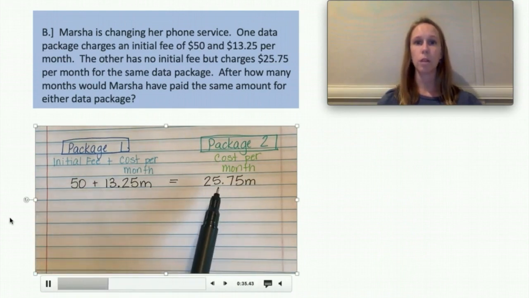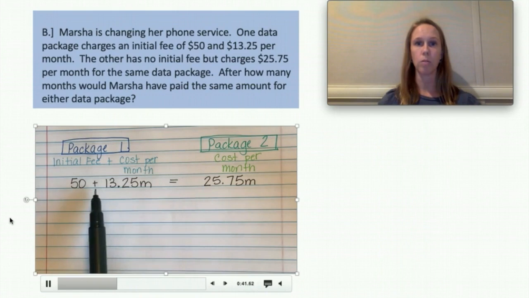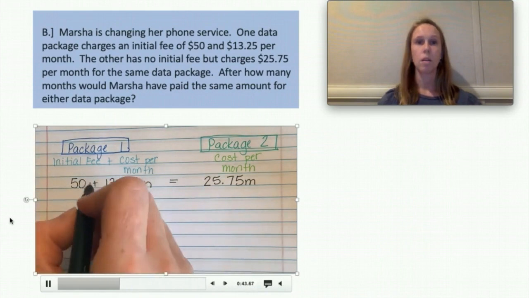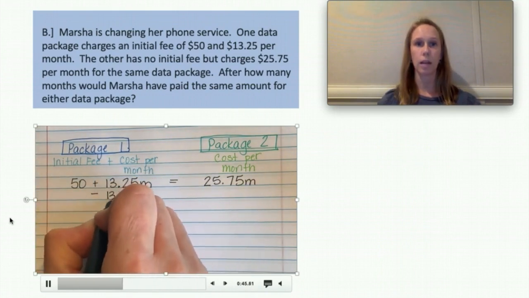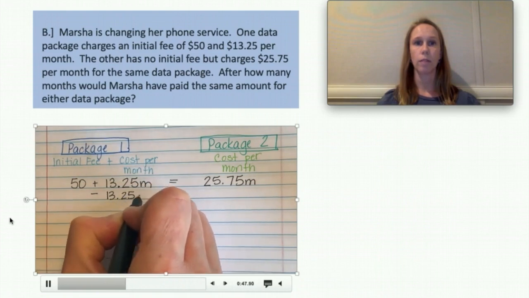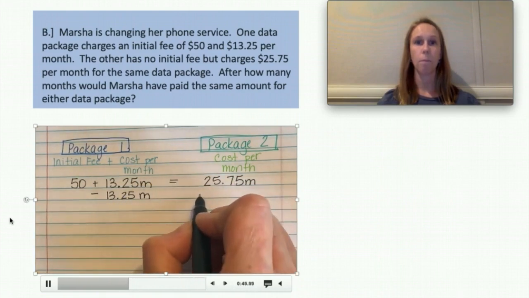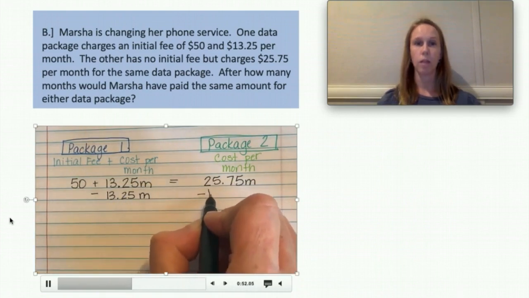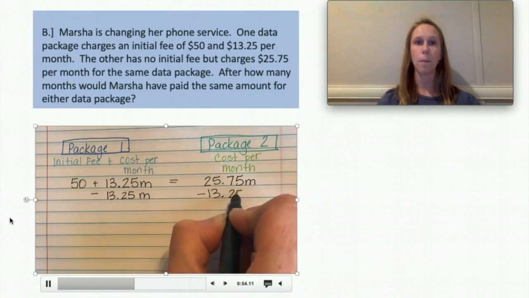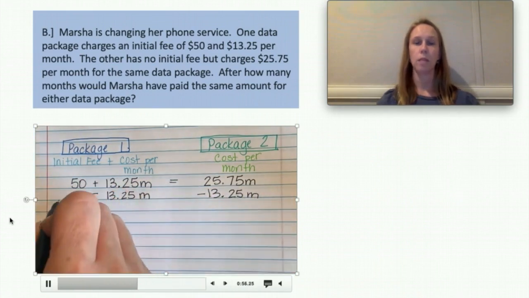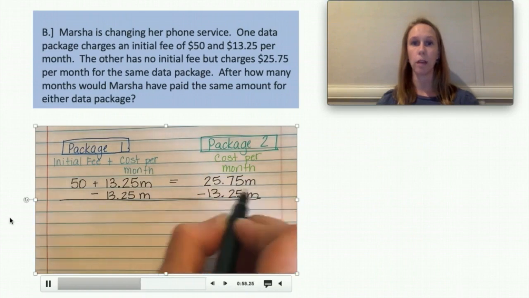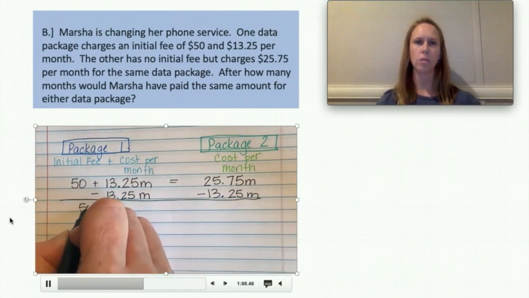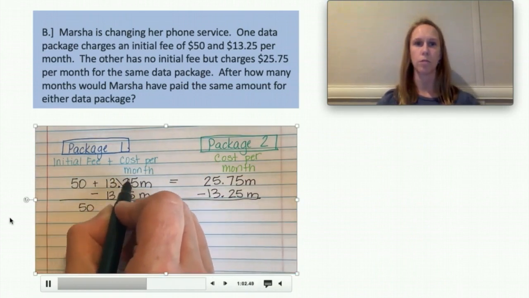And I have variables on both sides, so just like with constant numbers, I can manipulate these by moving them around using inverse operations. So I'm going to start by subtracting $13.25 times m from both sides of the equation. That'll give me the number 50 by itself on one side, and then the coefficient and the variable on the other side. There's a couple different ways you could start this, but this would be the most efficient.